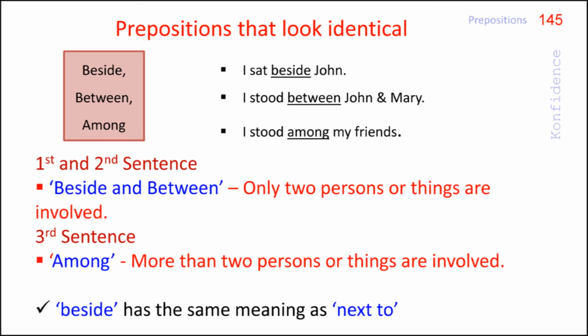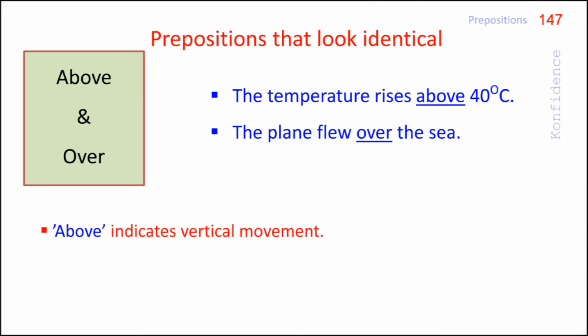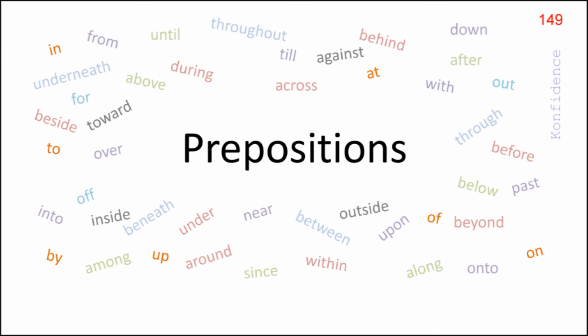Please note that the preposition beside has the same meaning as next to. It is not to be confused with besides, which means in addition to. Similar is the case with above and over. The temperature rises above 40 degrees centigrade. The plane flew over the sea. Here, above indicates a vertical movement, whereas over indicates a horizontal movement.